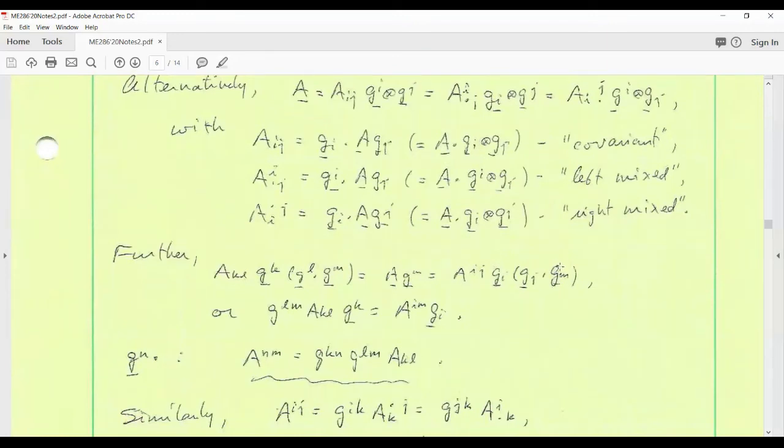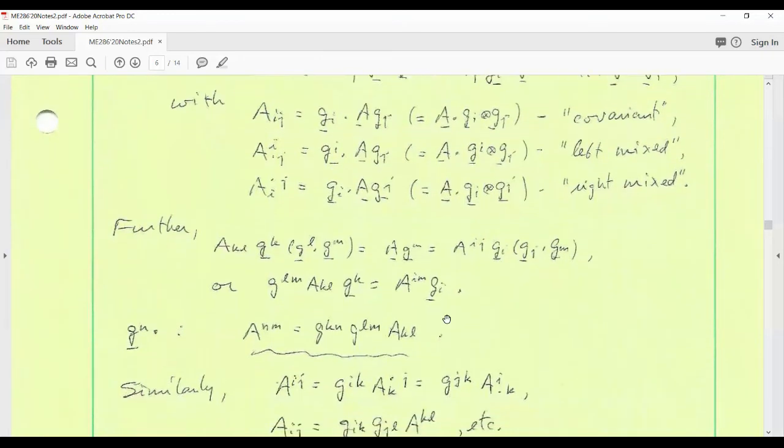G super M gives me a Kronecker delta super M sub J. Sum on J, I get A I super M, G sub I left over. Over here, the dot product gives me the dual metric components, G super LM. So I have that times the A sub KL, G super K. Okay? Now I want to get rid of the basis elements to isolate the A super IM.